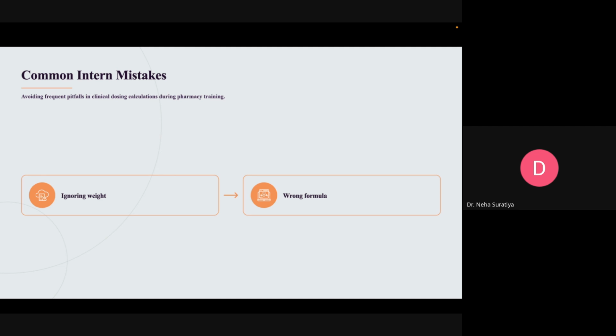Also forgetting, in the female category, the correction factor multiplication, right? That is also one of the mistakes. And sometimes copying doses without checking the laboratory and using the wrong formula, those are the commonest mistakes you will find. These mistakes lead to, of course, overdose, toxicity, prolonged hospital stays and all. So guys, most medication errors happen not due to lack of knowledge, but lack of attention to detail, right? So that is extremely important.